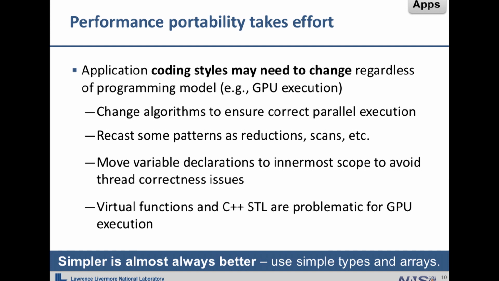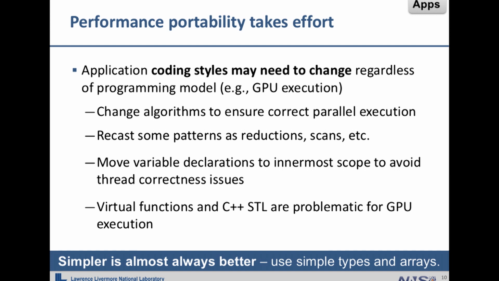In particular, you might have to change your algorithms. Algorithms written without needing to think about finer-grained parallelism than MPI may not work when you introduce thread parallelism or GPU parallelism. You might have to change them so that they run correctly in parallel, which might mean recasting some patterns as reductions where they weren't reductions before, or as parallel scans. Parallel scan, you might learn, will become your friend.